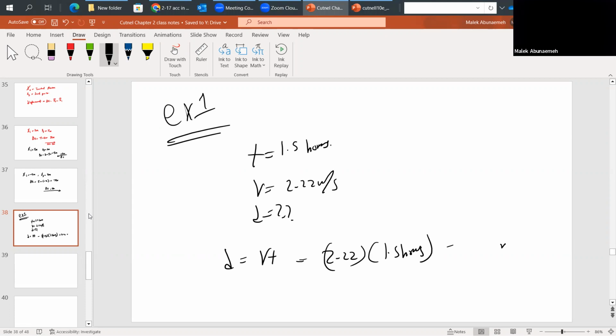Actually, hold up. Our velocity is in meters per second, so we need to change this into seconds. So this is going to equal 1.5 hours, and each 1 hour is 60 minutes.